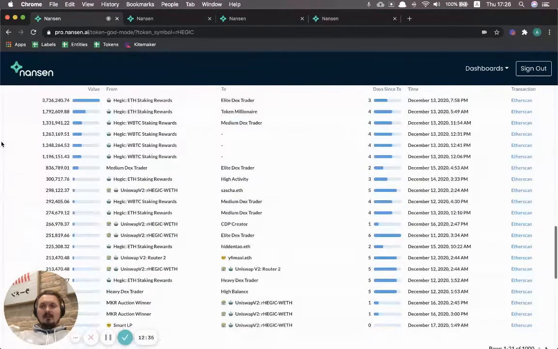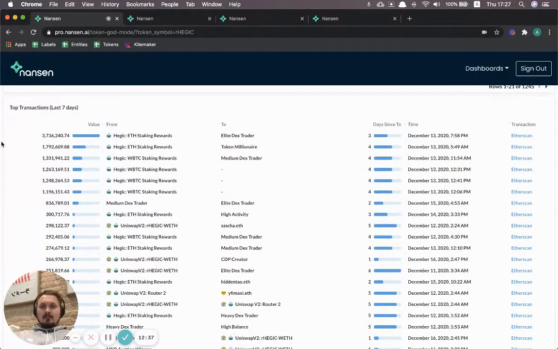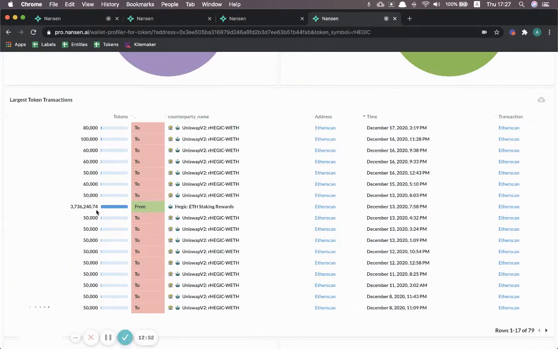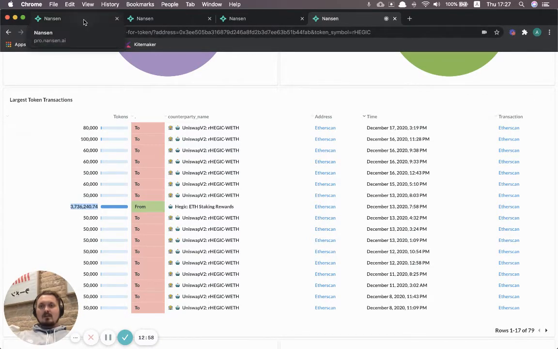All right, let's go down a bit. Okay, what about the top transactions? Here too, you see big claims going on. So there were some massive ones. Our friend, the Elite Dex Trader, I'm guessing that's the same one, 3736. Indeed, this is that transaction. So you can see the same transaction there across different ones.